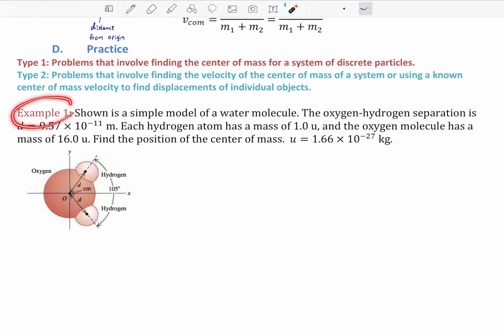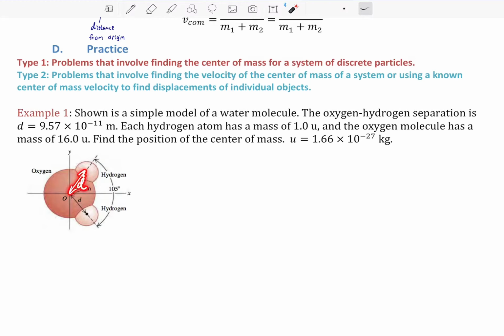All right, let's look at our first example. So shown is a simple model of a water molecule. The oxygen-hydrogen separation is 9.57 times 10 to the negative 11, right? Just under 1 angstrom. And that's that distance right there. That's our d.